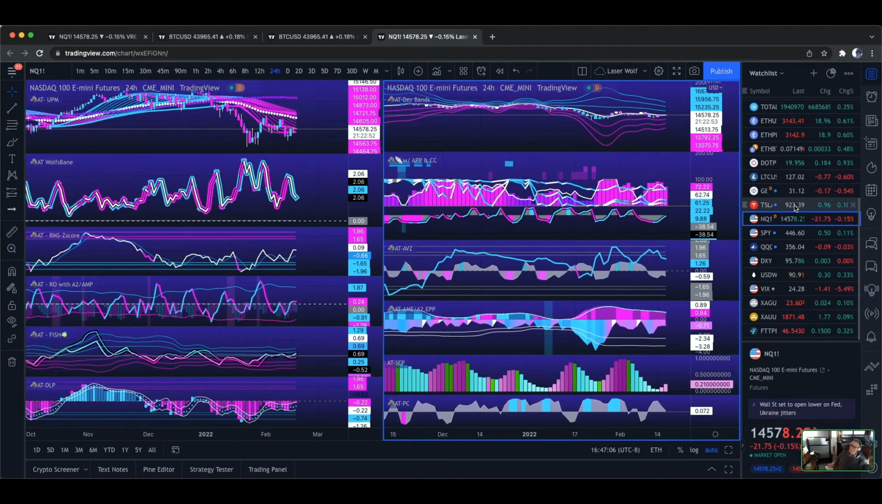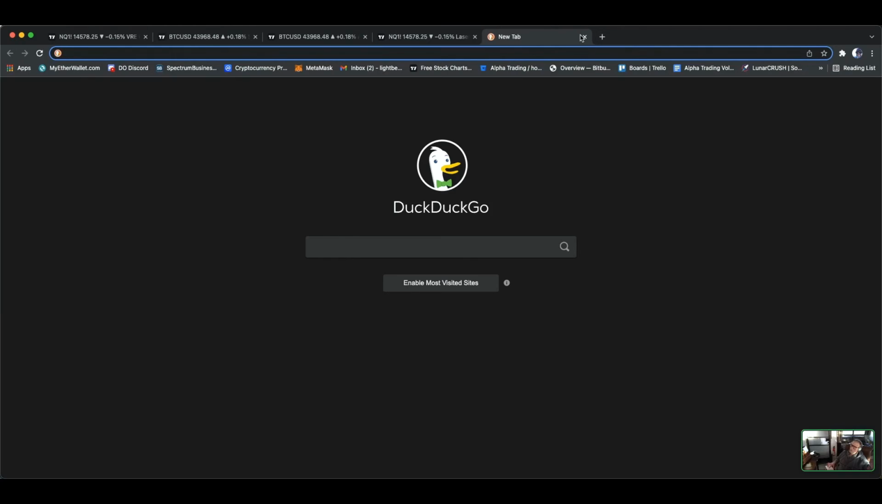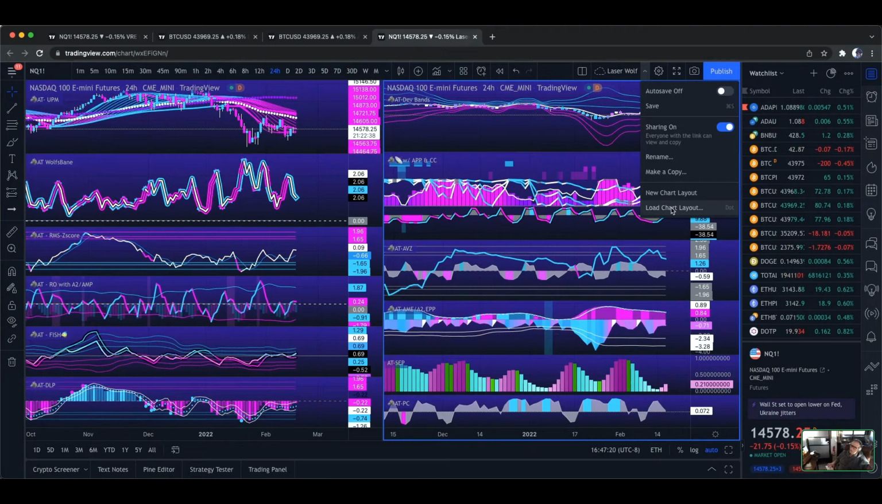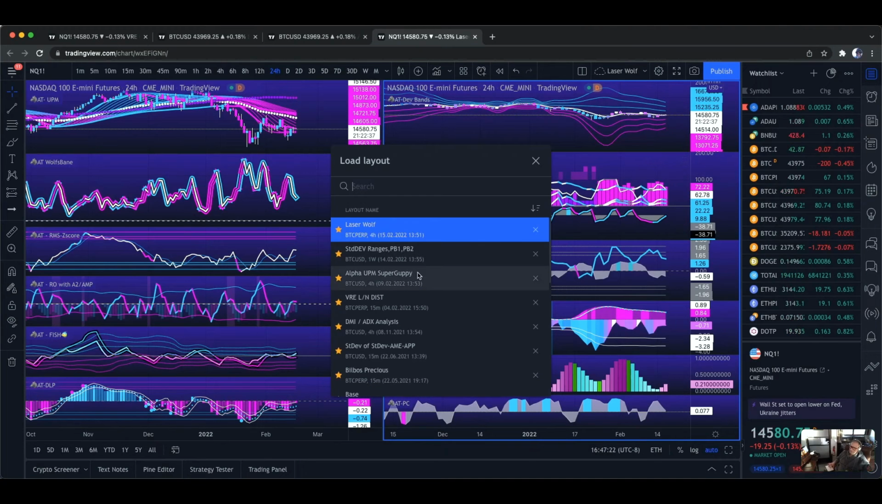Sticking to my guns and saying this thing's going to run to the topside, all the markets. Let's take a quick peek here. Let me load up a chart here. I'm going to load up a couple charts first.